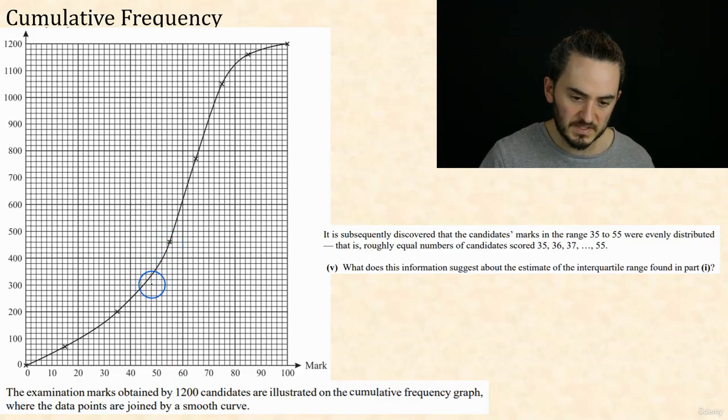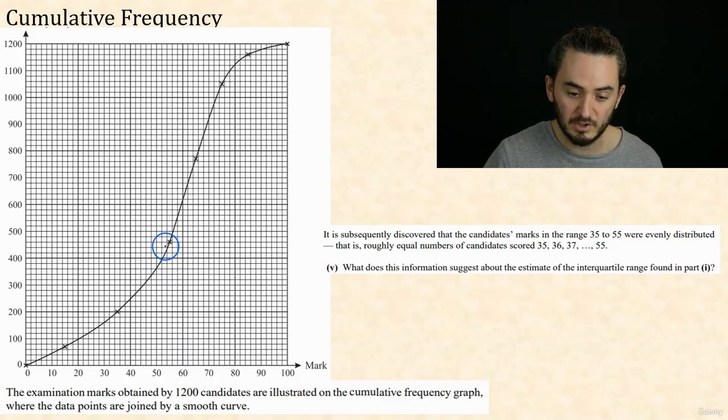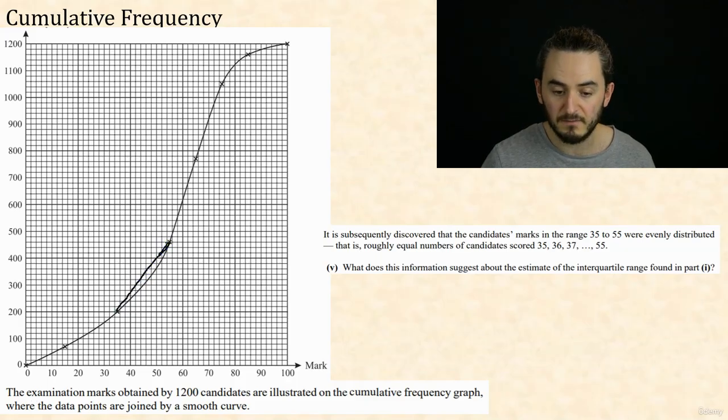Now, we've got this little curve in the graph because we are trying to connect all the points smoothly. But if the candidates are spaced evenly in that range, then it should be a straight line between these points. So that means that my graph should have looked like this with a straight line there. Now, how does that affect my answer?